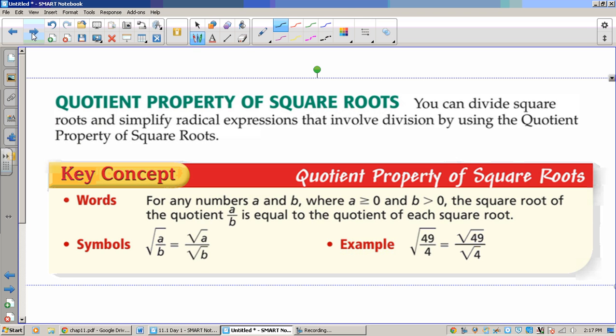For example, here we've got the symbols: the radical of the fraction A over B is the same thing as writing radical A over radical B. Seems pretty straightforward. In numbers, that would be the same thing as taking the square root of 49 over the square root of 4. Okay, and let's see what this actually means in principle.